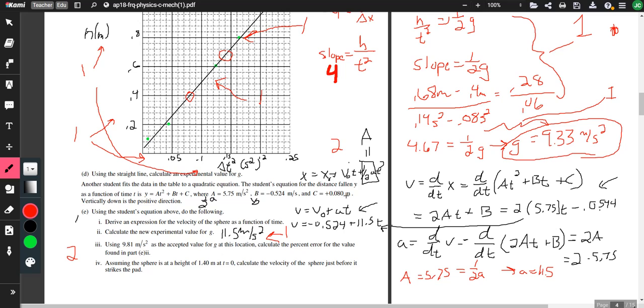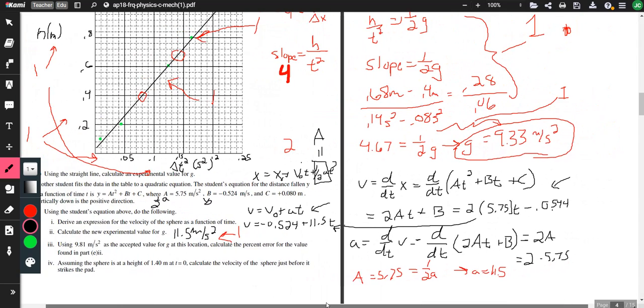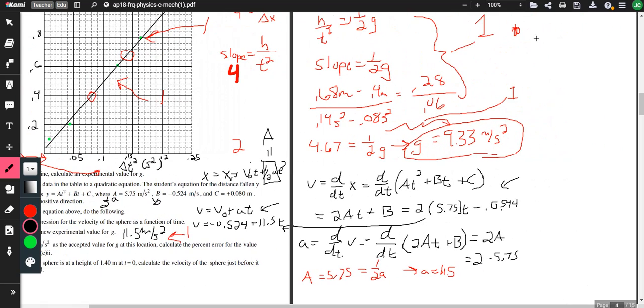Part 3, they want us to find the percent error. That's actually not too bad. That's something that even a Regents kid can do. So percent error is the difference divided by actual times 100%. So our numbers are 11.5 minus 9.8.